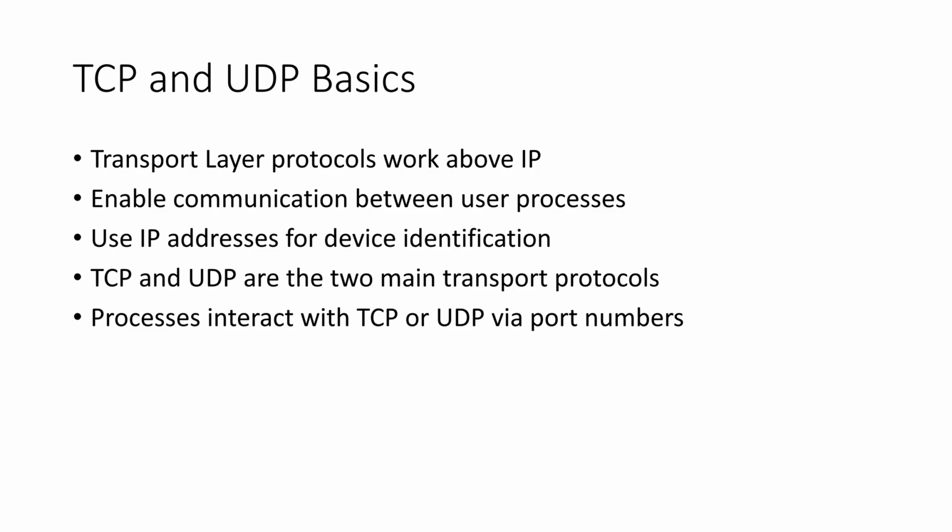And here's something very crucial. Since multiple applications can be running on the same computer at the same time, the system needs a way to tell which incoming data belongs to which application. And that's where port numbers come in. Port numbers act like an address for each process on a machine, letting the transport layer deliver data to the correct application running at the user level.